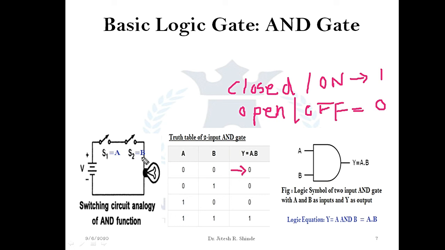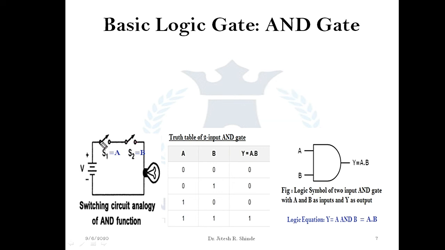Case 2, the 0 1 combination. A is open, B is closed, but since A is open, again the path is not completed, hence the bulb will not get turned on. Case 3, A is closed, B is open, again the path is not completed, so the bulb will not get turned on.